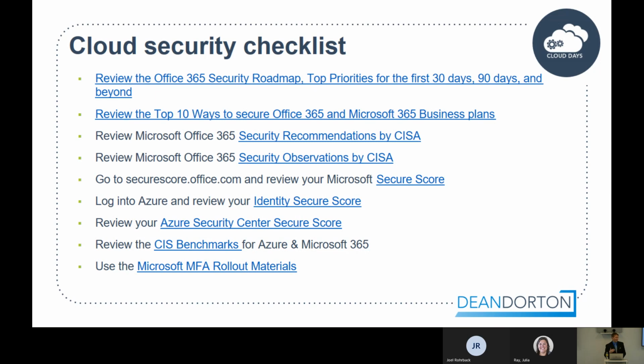Microsoft has a security roadmap on what your top priorities for the first month, the first 90 days and beyond should be. They've also got a good blog entry on the top 10 ways for you to mitigate risk in Microsoft 365 business plans. There's some really good guidance, recommendations and observations from CISA. I recommend you check that out, and that's going to go over everything that we've gone over in this presentation. And then if you haven't yet, check out your Microsoft Secure Score and your Identity Secure Score. If you use Azure for your virtual machines or infrastructure, I do recommend you check out the Azure Security Center Secure Score. And then the Center for Internet Security has some benchmarks that are available to help you with step-by-step instructions on how you can audit your Microsoft 365 environment or your Azure environment.